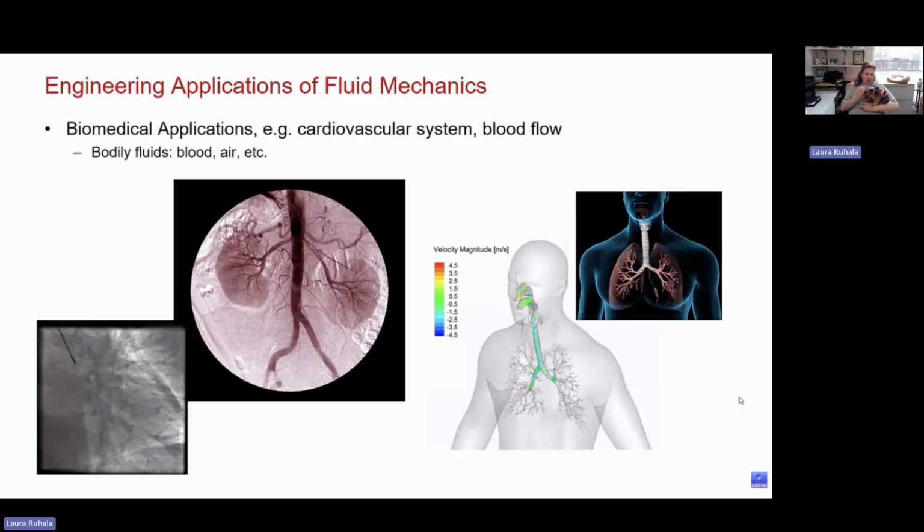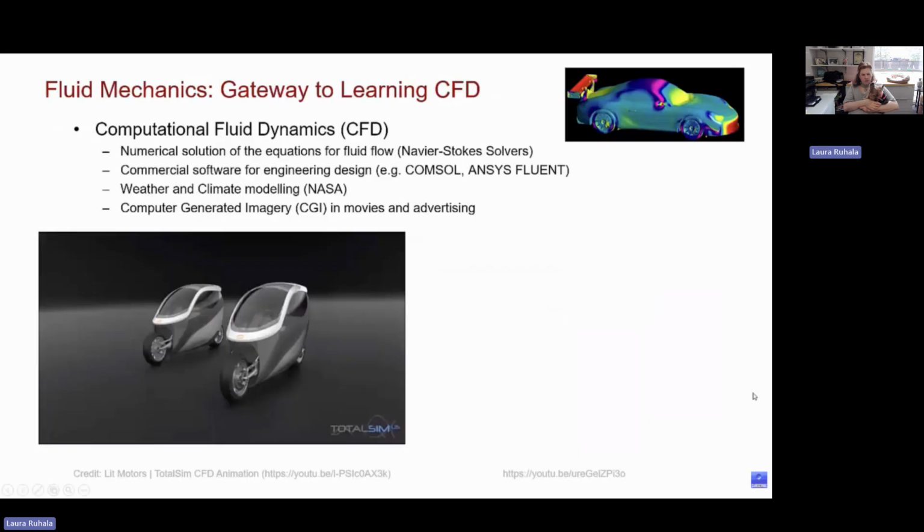Fluid mechanics also arises in many biomedical applications. So the study of fluid mechanics is necessary in order to understand flow in the cardiovascular system. Here, of course, the two main fluids that we're talking about are blood and air. And it turns out that blood is a rather unusual fluid, and I will talk about this later in the course. Also, the heart is a biological pump.